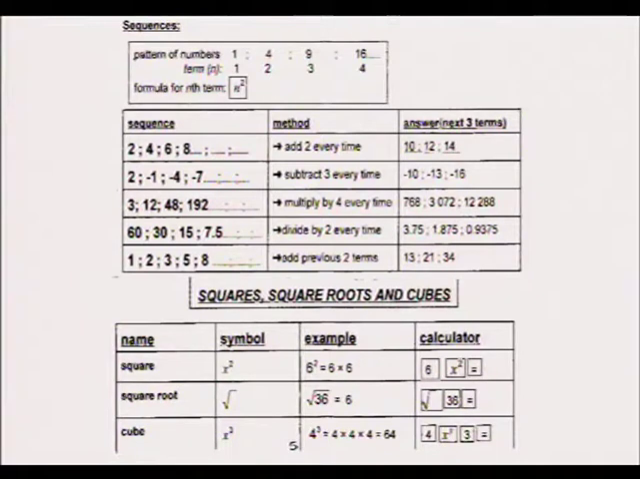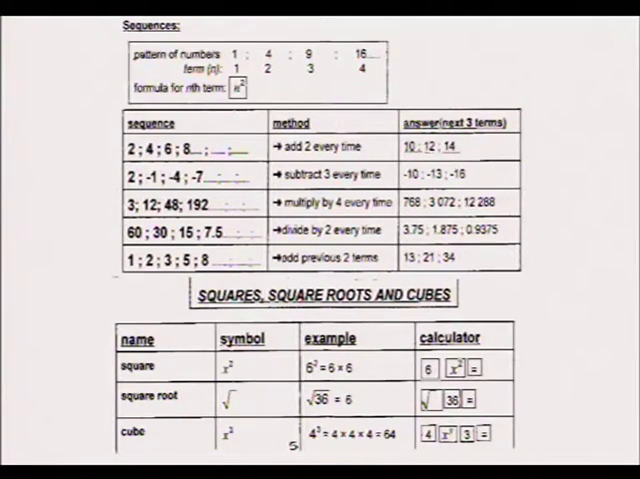Then we have 1, 2, 3, 5, 8. What do we do? We add the previous 2 terms. So 1 plus 2 is 3. 2 plus 3 gives us 5. And 3 plus 5 will give us 8.